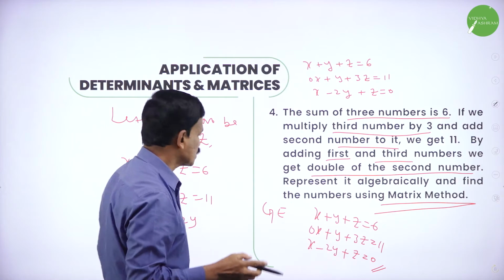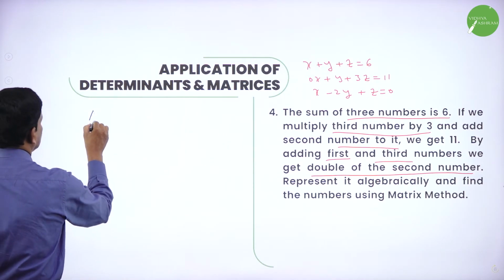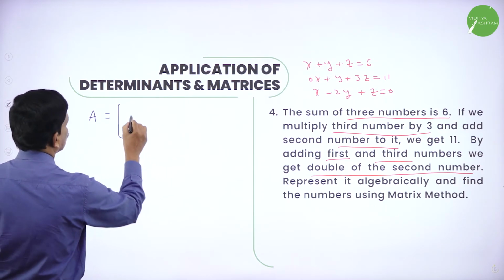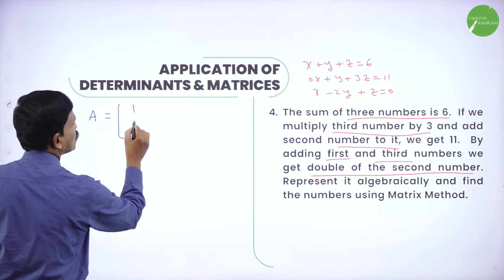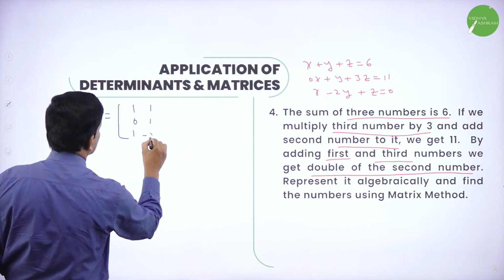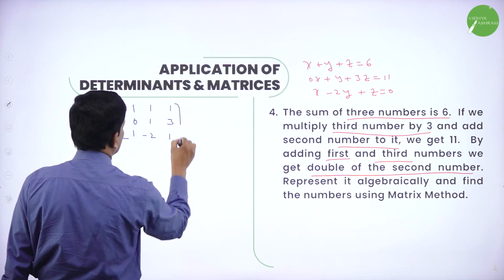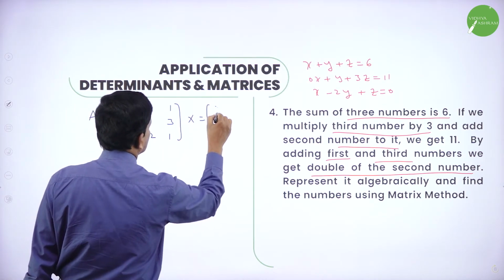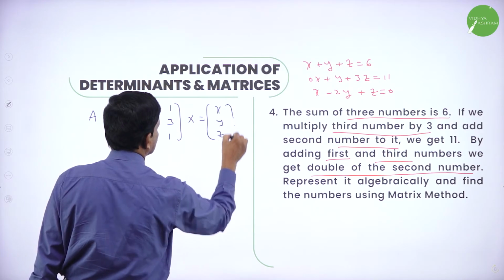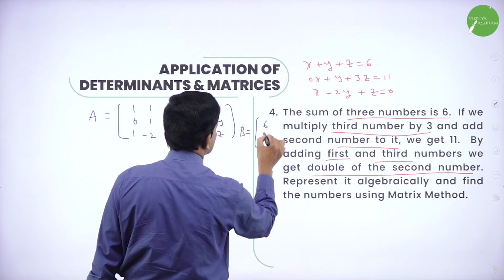Now let me solve this. So I will rub the entire thing, I will solve this. Write down A. A is equal to coefficient of x. Coefficient of x is 1, 0, 1. Y is 1, 1, minus 2. Z is 1, 3, 1. And X is equal to x, y and z. What is B? B is equal to 6, 11 and 0.